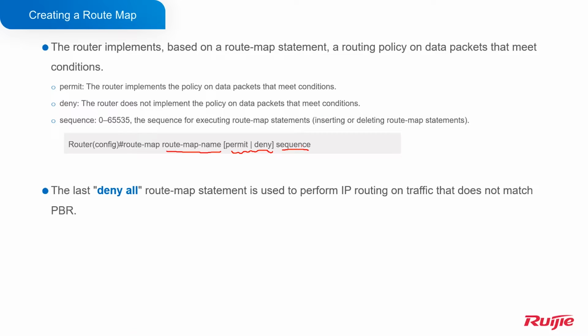Okay. The last deny route map statement is used to perform IP routing on traffic that does not match PBR. Because for the packets that cannot match PBR, we still need to forward them based on the common routing. So there must be a deny all entry in the route map.